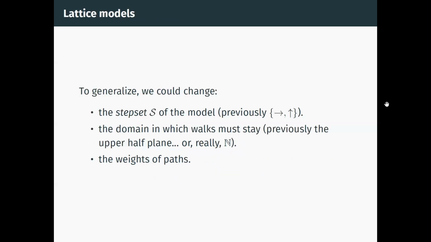I could then ask what sorts of things could we generalize from the Dyck path model in order to get other lattice models. And so, of course, I could change my step set. And so previously we just had right steps and up steps, but why not allow other steps, potentially even steps with multiplicity if I want.